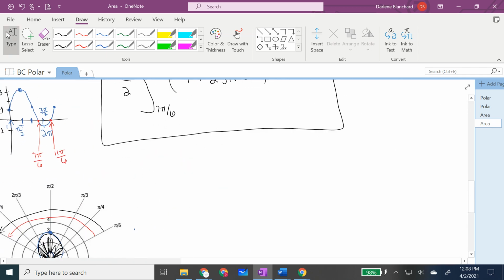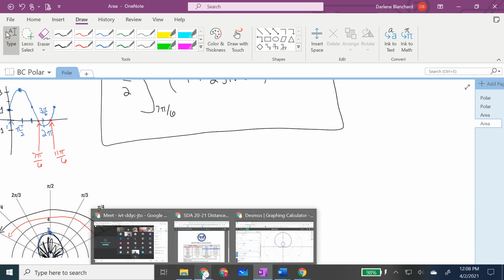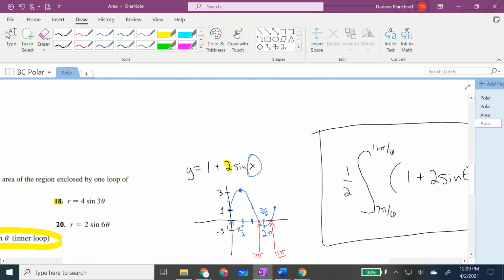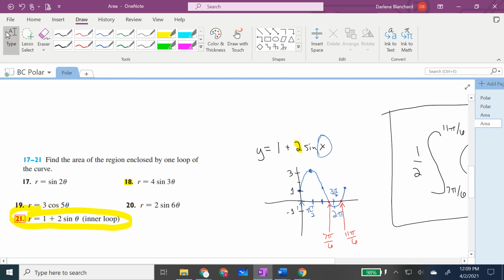Maybe I should throw Desmos out here instead of my graph. So the symmetry involved of this inner loop. Can you think of another way to write that integral? Recognizing the symmetry as I go. How does the loop factor into the area? This was an issue where they asked you to find the area enclosed by the inner loop specifically.